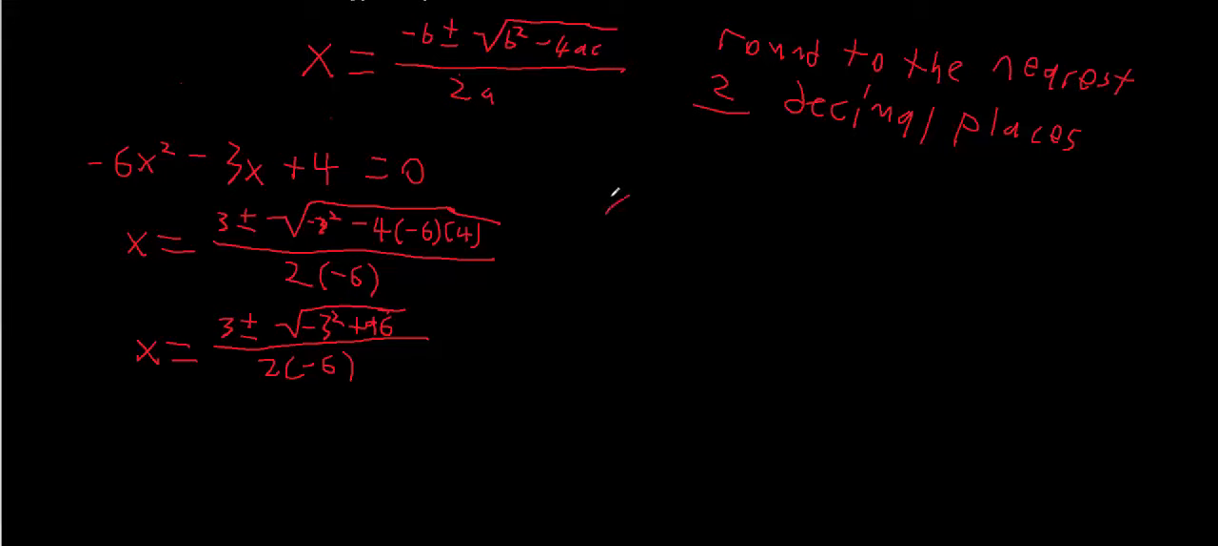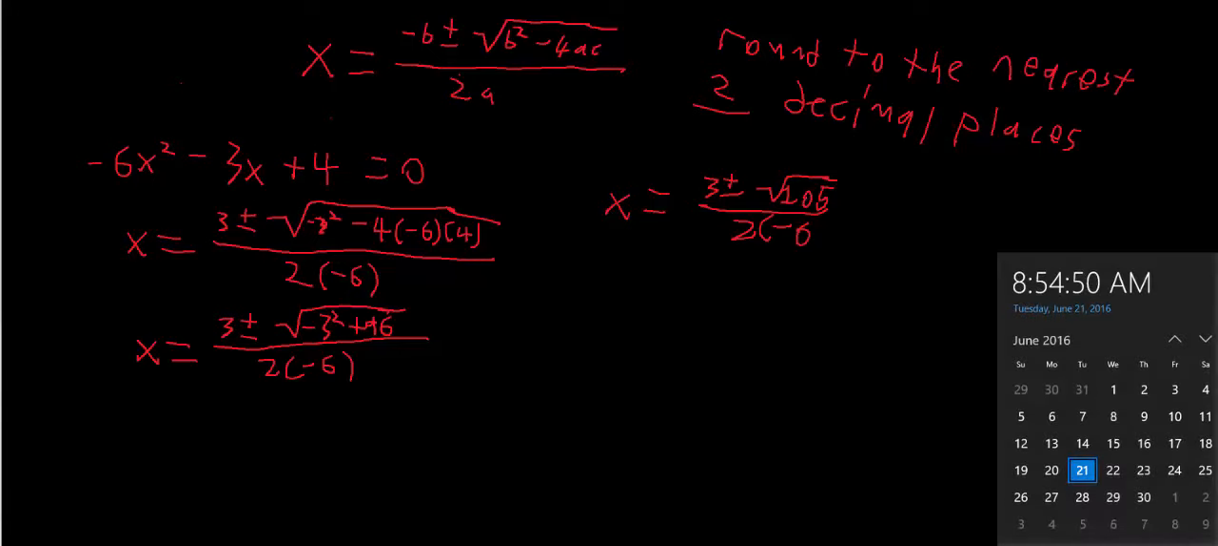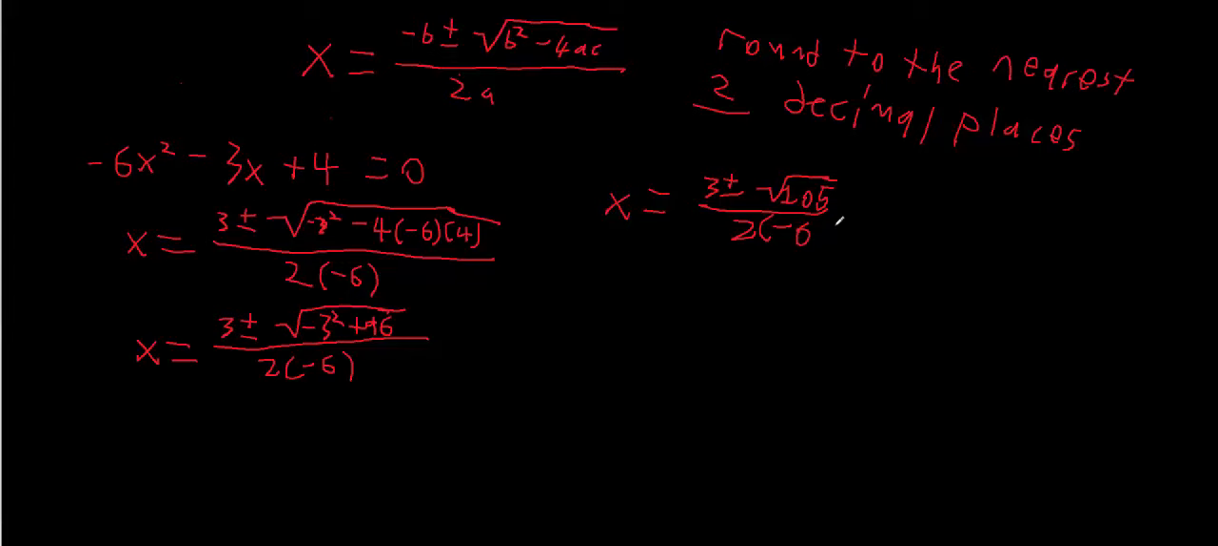So we're going to have x equals 3 plus or minus the square root of 105, and all of that is over 2 times negative 6. Okay, so now we're going to find the square root of 105. You should use a calculator for this because it would be quite difficult to find that. The square root is 10.246950077, which is why it tells you to round to the nearest 2 decimal places here. So that's what we're going to do. So it's approximately 10.25.